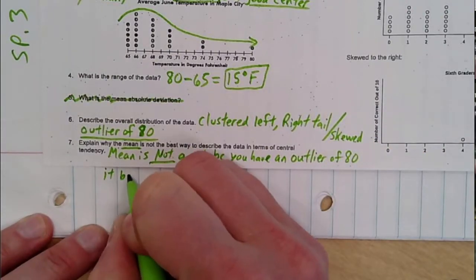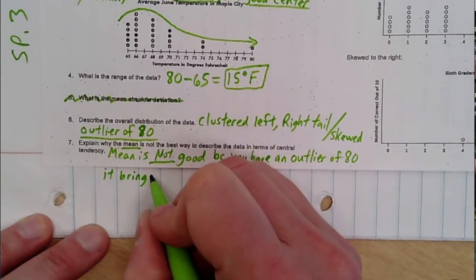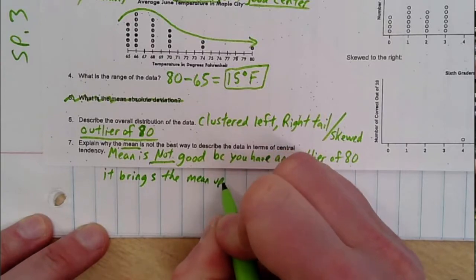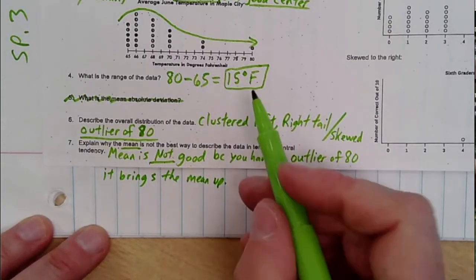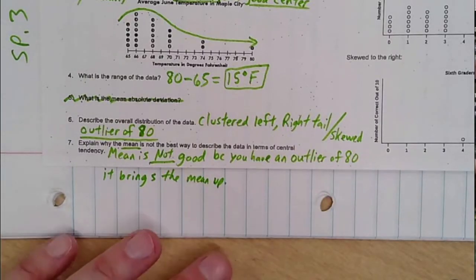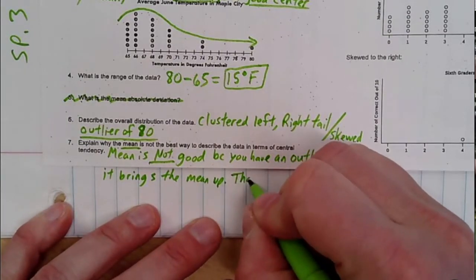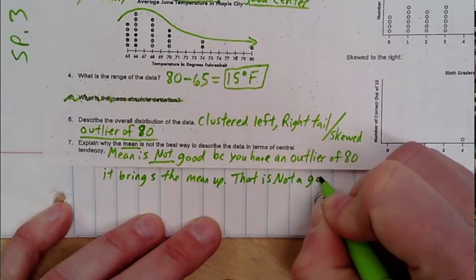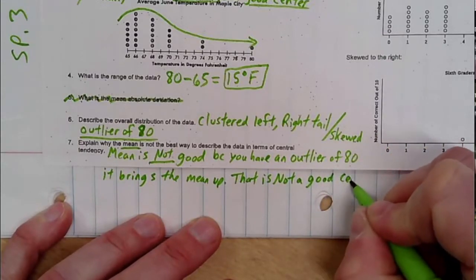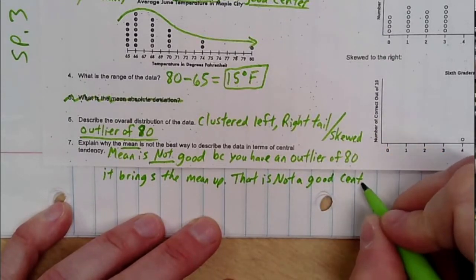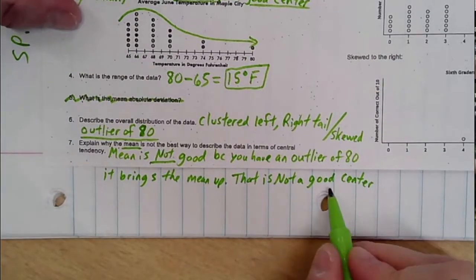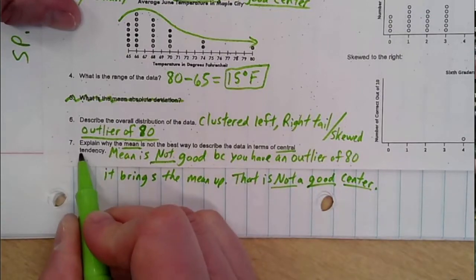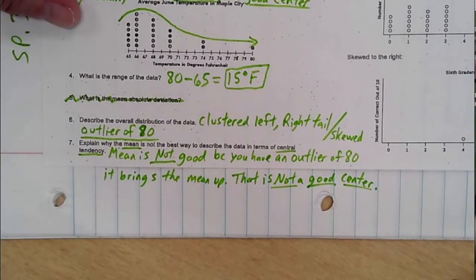It brings the mean up, or like I said, to the right, which is to the higher numbers, which means it brings it up. That is not a good use or measure of center. Good, it's not a good use of center, or they call it measure of central tendency.